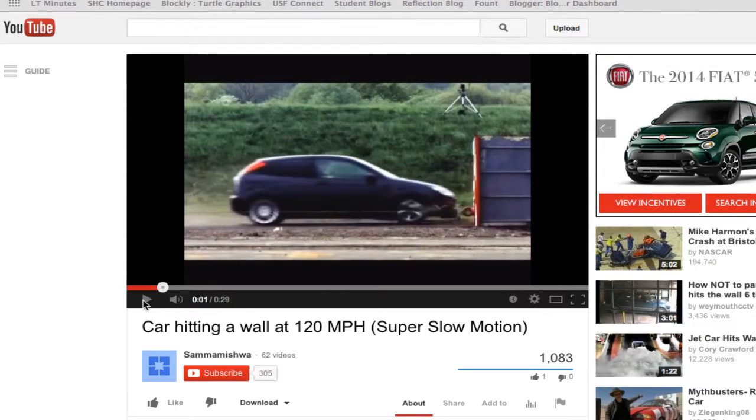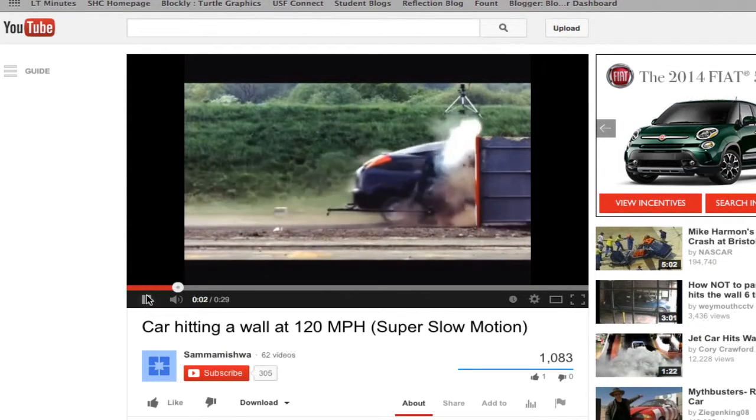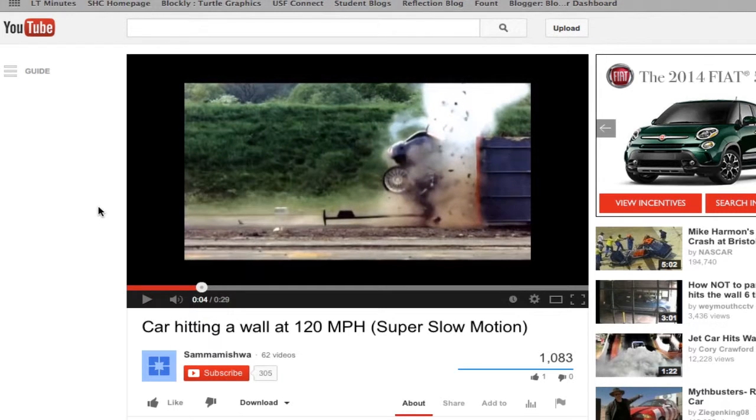Alright, you've all seen this video. It looks like perfect. So that's the Ford Focus crashing into the wall. We solved that problem last week, and I wanted to make sure that I outlined the solution for you.